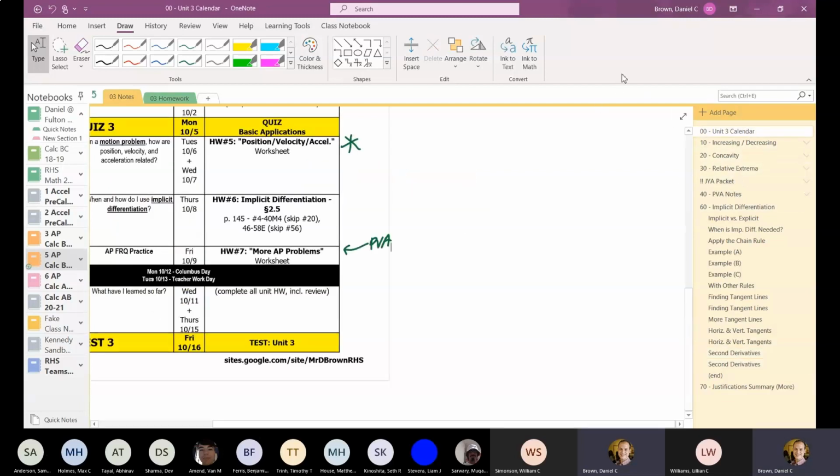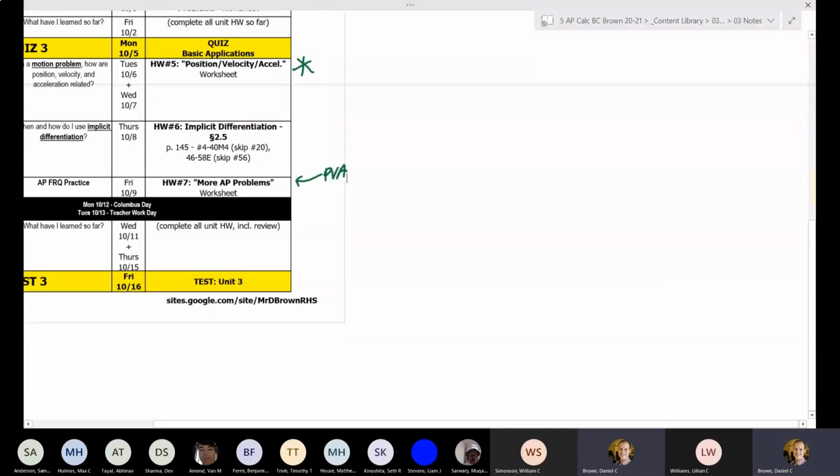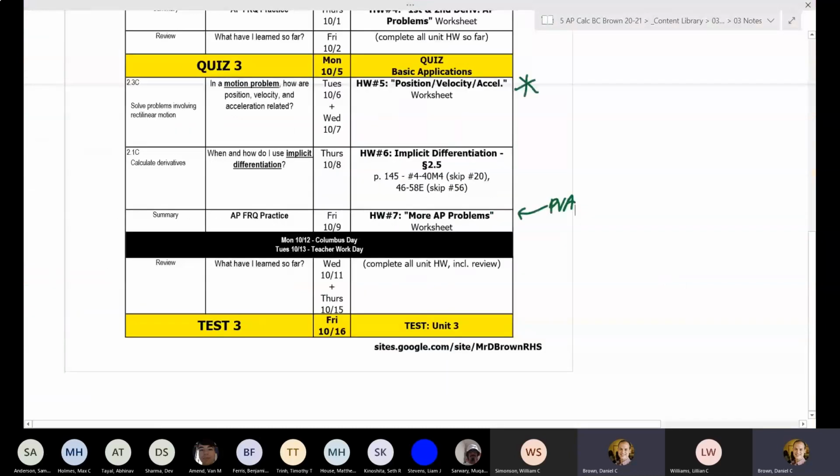Your homework tonight is going to be implicit differentiation. It is in the textbook. I have 4 through 40, multiples of 4, but please skip number 20. You are not required to know the math used for number 20. Same thing, 46 through 58 evens, but skip 56 because you are not required to know how to do 56.